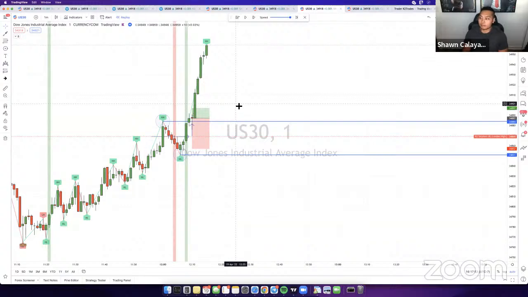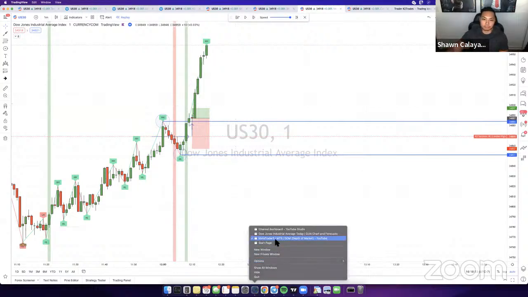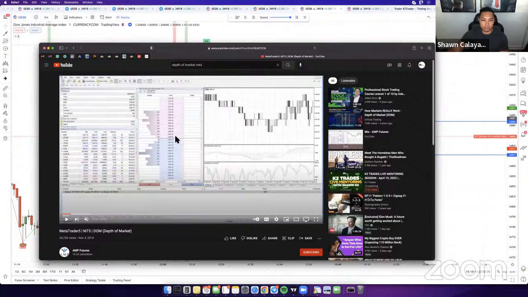Because I know what your issues were back then. You're one of the early members of K2, so you've been with me for years now, and I know that was your problem. So I think this DOM tool is going to be a game changer for you. Go search up depth of market, and this will take away all of your greed.